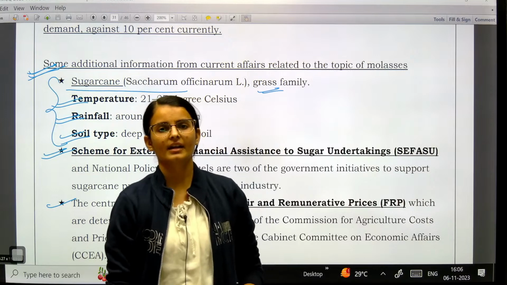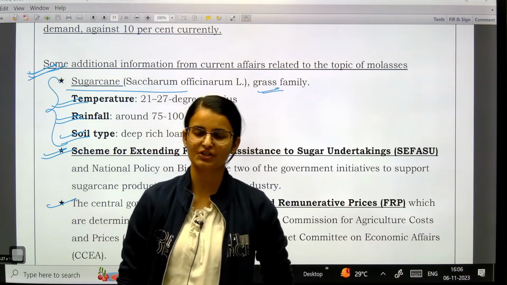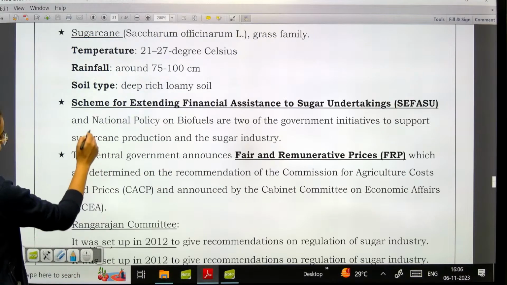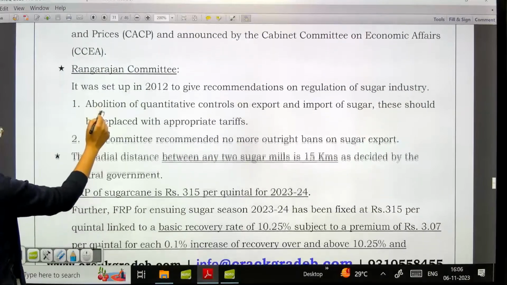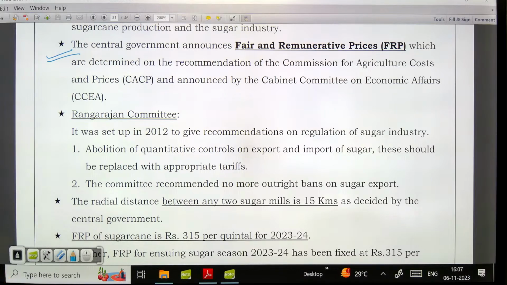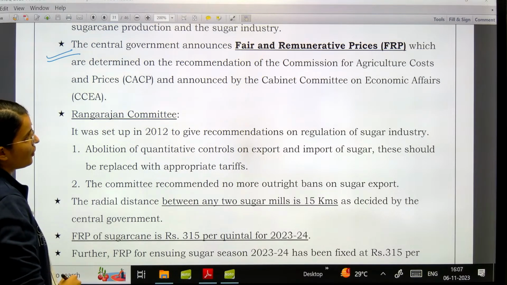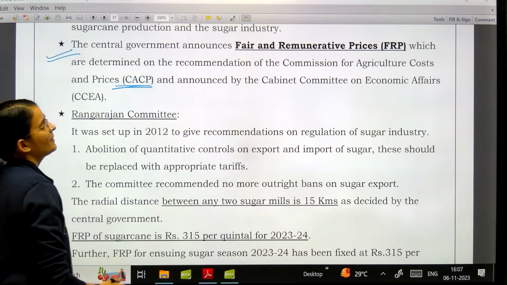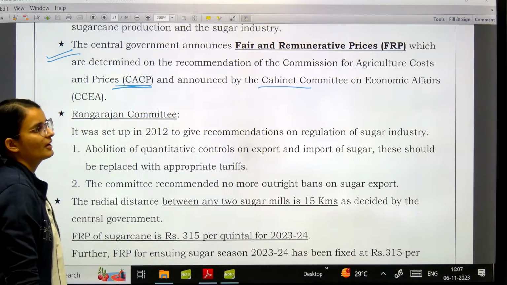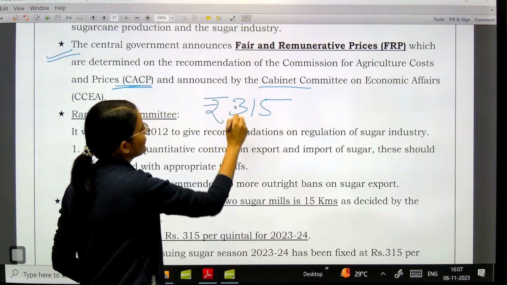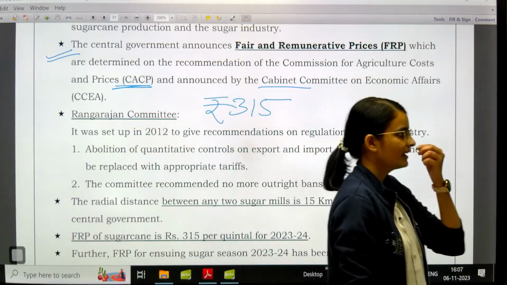Now, by which department is the fair and remunerative price for sugarcane decided? Okay, that we have to look into, and what is the process of deciding the rate. So the central government announces fair and remunerative prices, which are determined on the recommendation of the Commission for Agricultural Costs and Prices. That is, the recommendation is given by CACP, and the final price is announced by the Cabinet Committee on Economic Affairs. Okay, and the current fair and remunerative price is rupees 315. Okay, everything is clear till now?